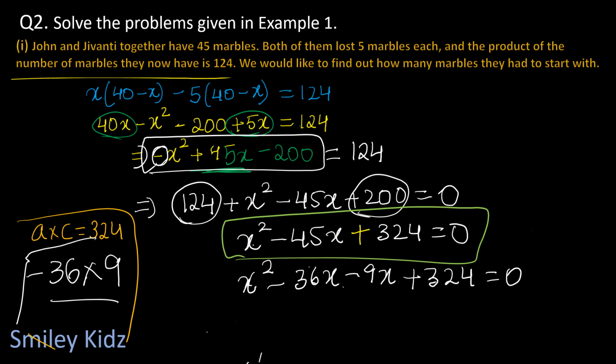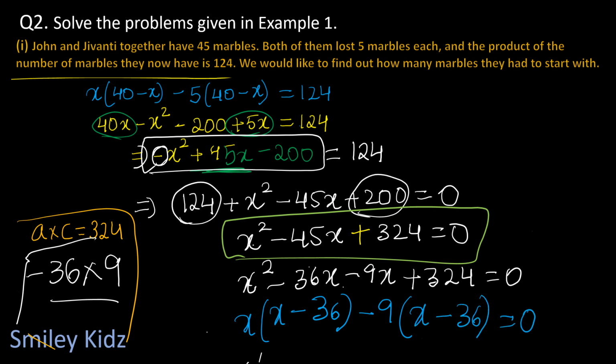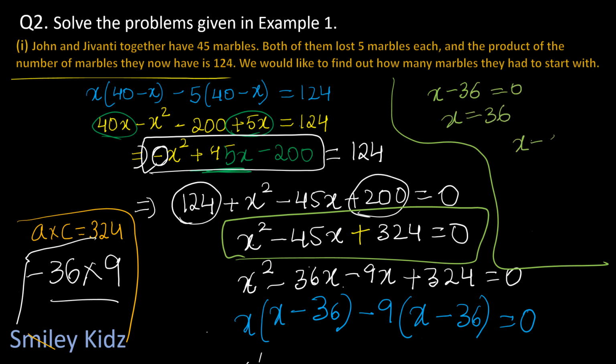Now, I'm going to take something common out of it. So we have x into (x minus 36) minus, here I'm going to take out 9 common, so I'll have (x minus 36) in the brackets equals 0. Now I'm going to equate each of the factors to 0. So x minus 36 equals 0, x is equal to 36. And x minus 9 equals 0, x equals 9. So what are the roots? The roots are 36 and 9.